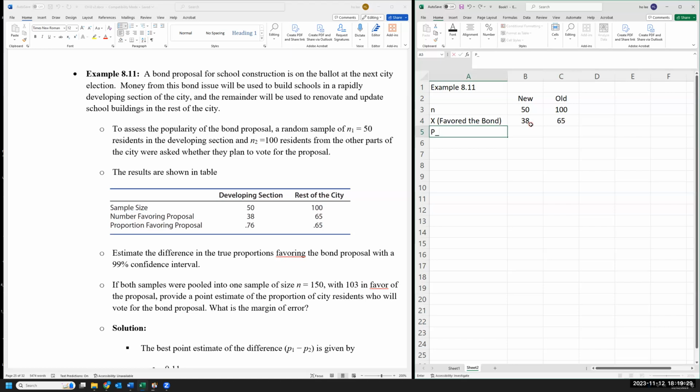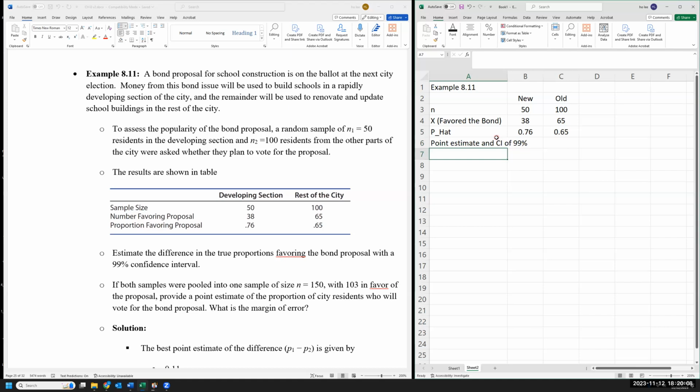So that means P hat, the estimated proportion, is equal to X divided by N for each. It's 0.76 and 0.65. Yep, that's what we got here. And then they say estimate the difference in the true proportions favoring the bond proposal with 99% confidence. So they basically say get the point estimate and interval estimate of 99%.